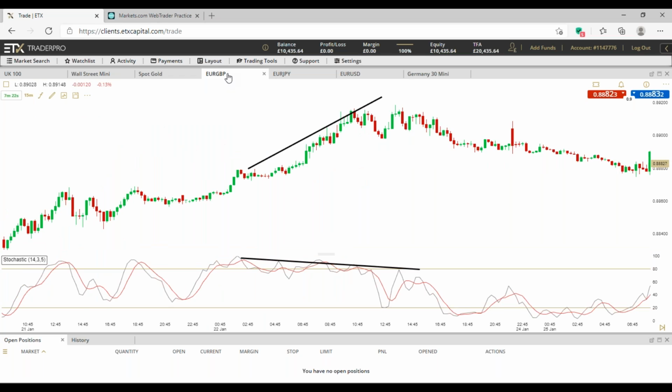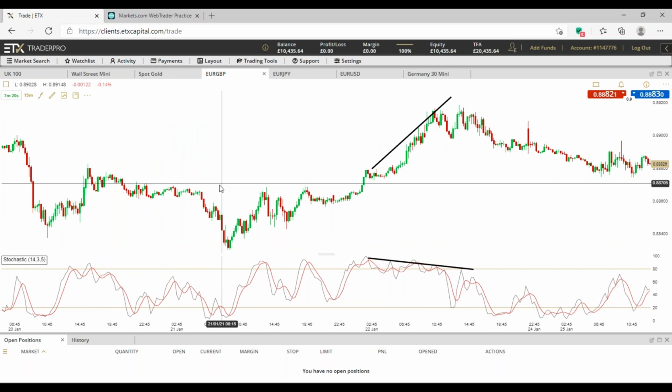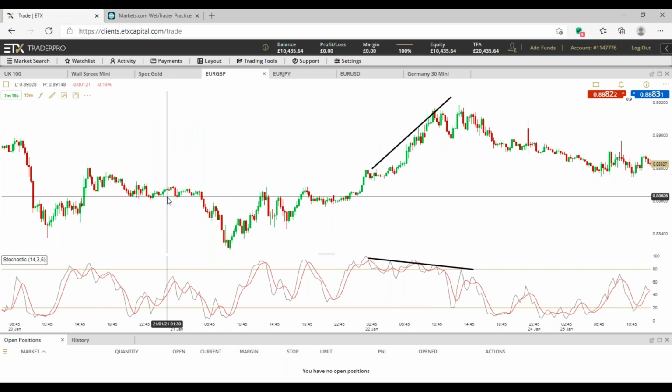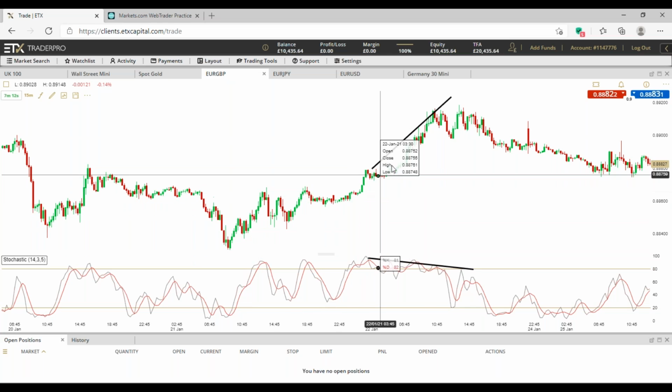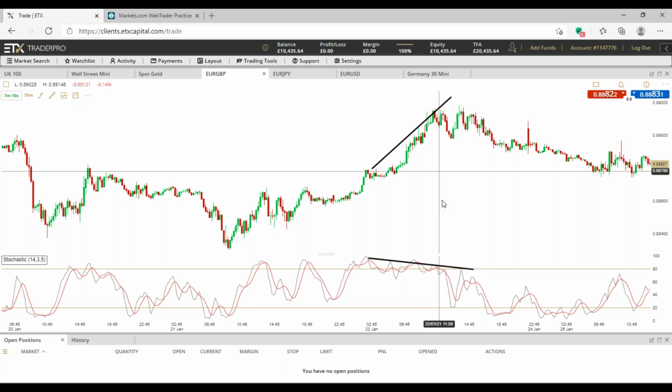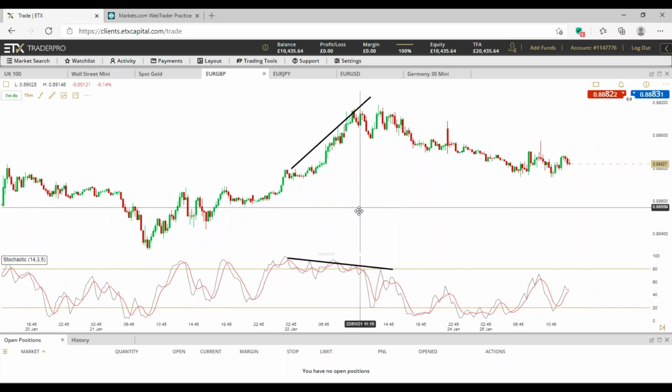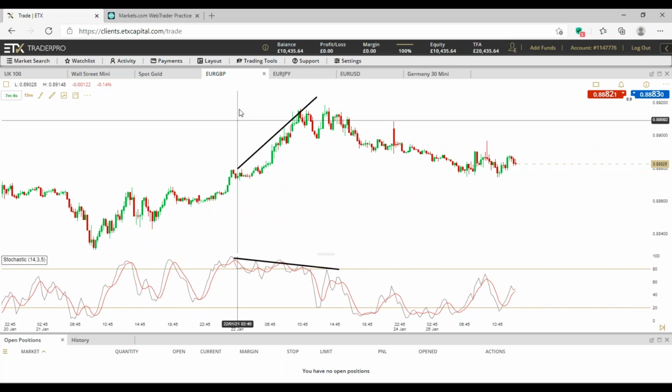So I've got a few charts here which we can show you. Again, this is a very nice example of bearish divergence. You have the euro sterling. We've been increasing. We've had some good higher highs on the price pattern on the euro sterling.